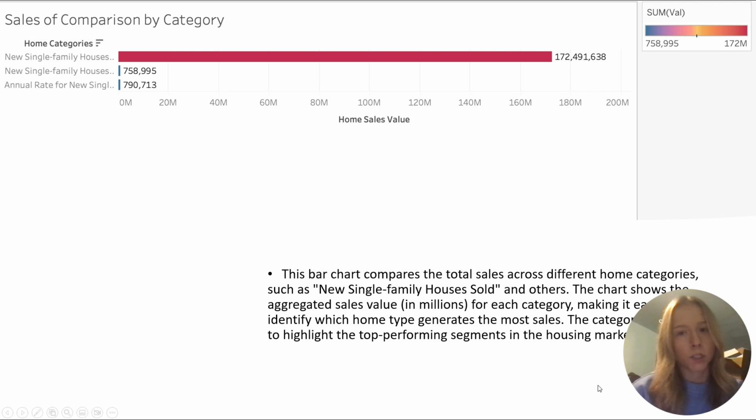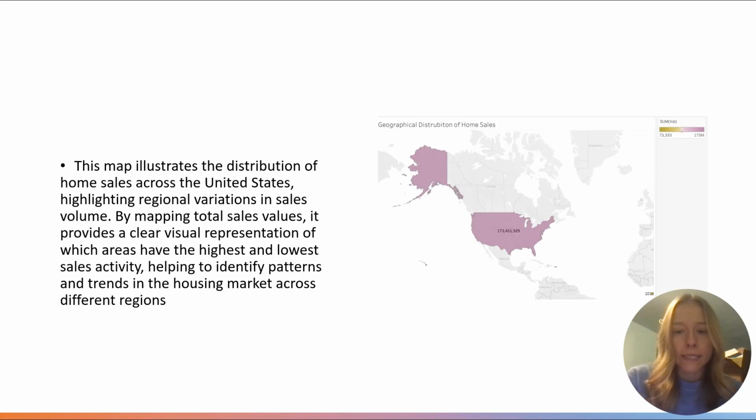Here we have a bar chart comparing total home sales across different categories such as new single family houses sold. This chart clearly shows which categories have the highest sales, allowing us to easily see the market share of each home type.